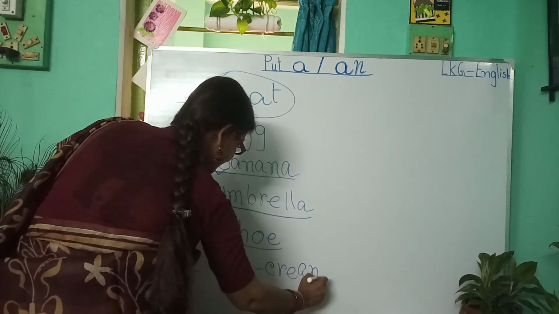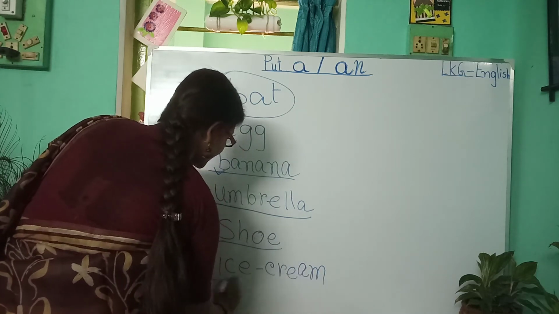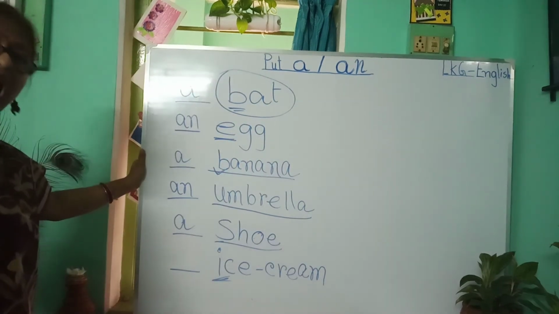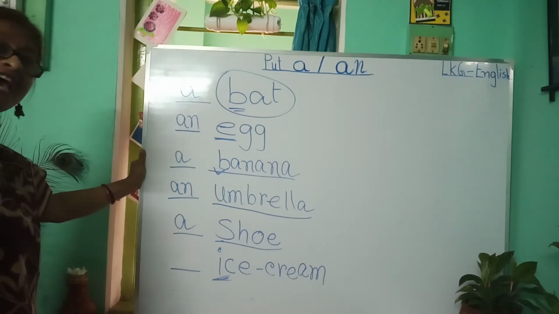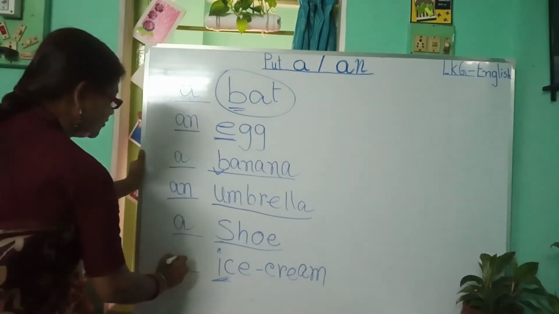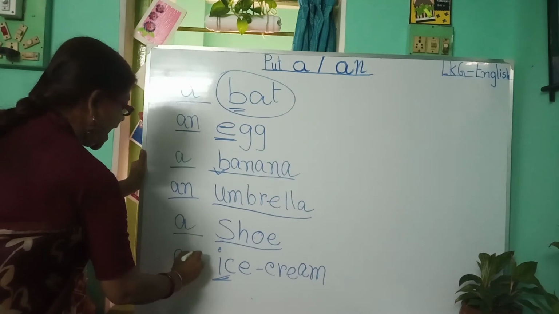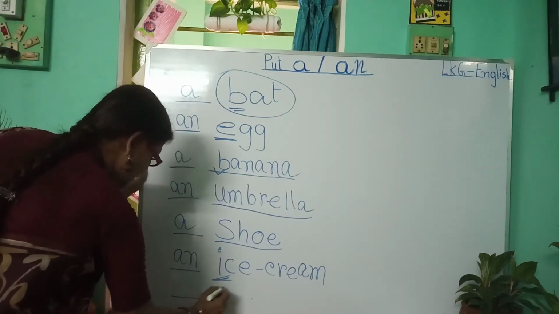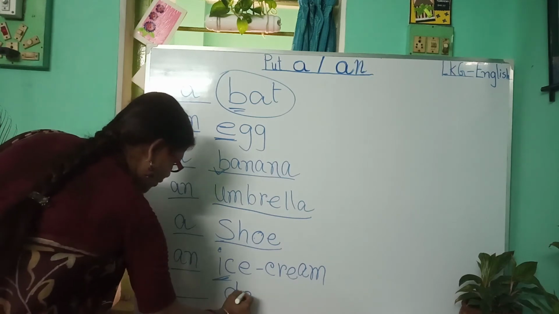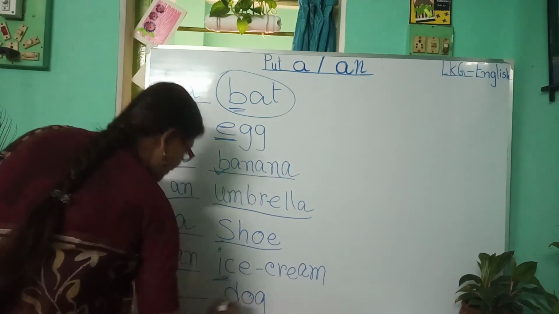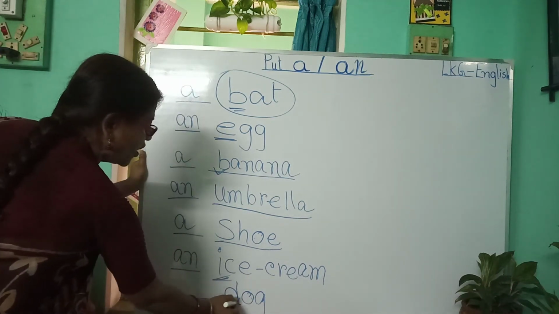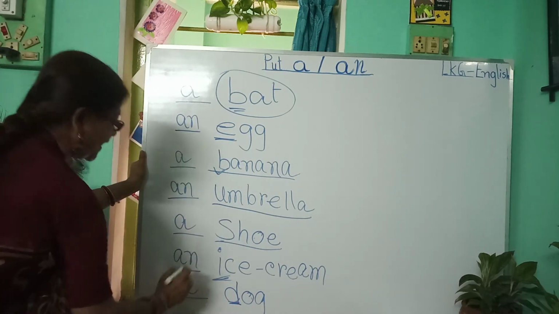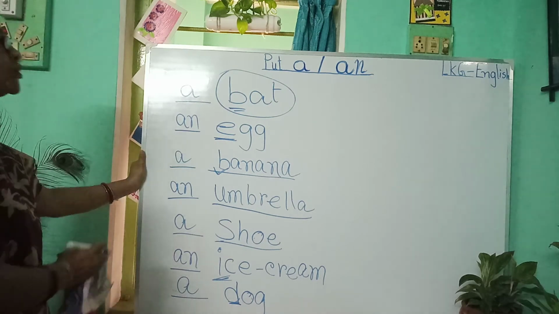Ice cream. I-C-E, C-R-E-A-M, ice cream. The starting letter of ice cream is I. I is a vowel. So I will put here an. Then D-O-G, dog. The starting letter of dog is D. D is a consonant. So I will put here a.